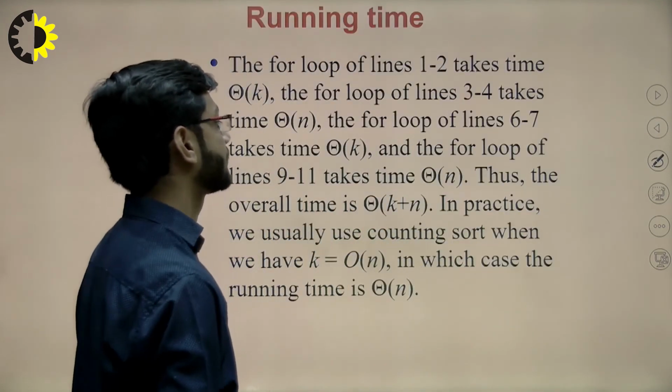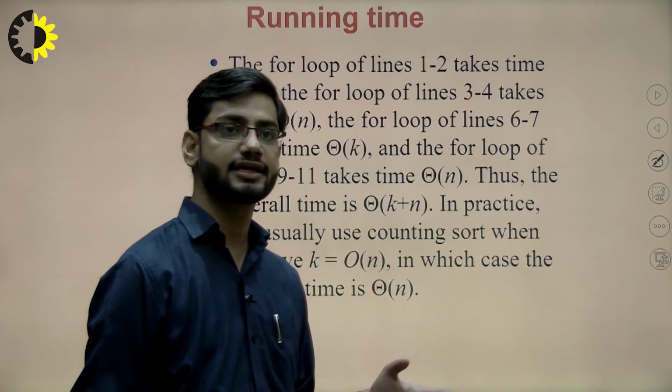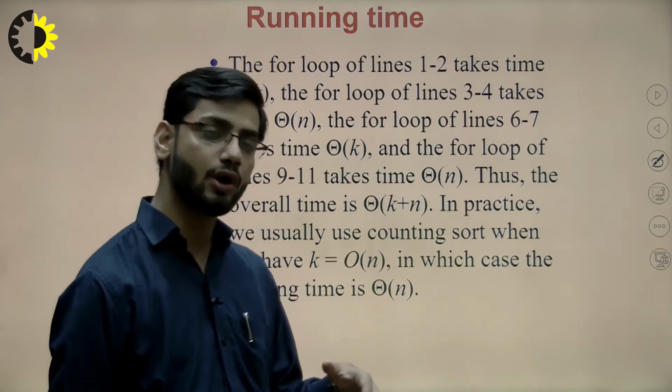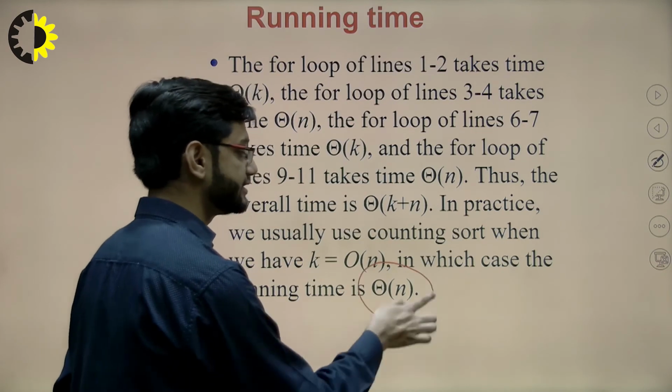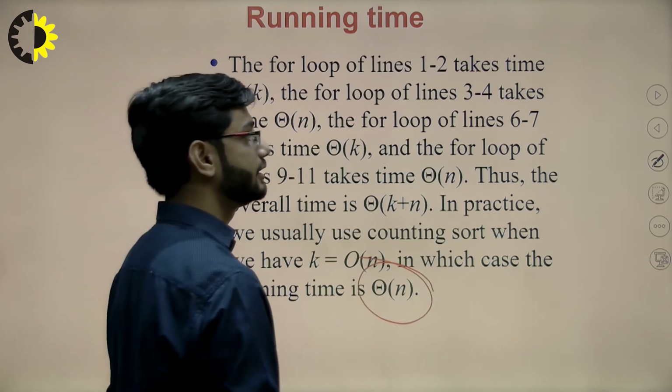Next, as I have discussed, it contains 3 loops, and all 3 loops are running in order of n time. That's why the time complexity of counting sort is theta of n.